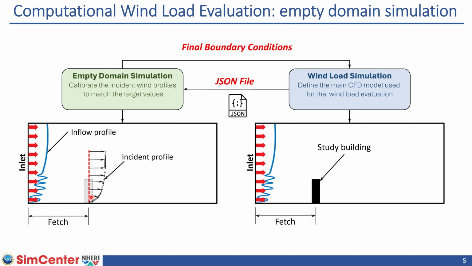Once this iterative process is completed, then we transfer the boundary condition and all the setup that we have for the empty domain simulation into the main simulation and run the final wind load analysis. And in this tutorial, I will try to demonstrate this process, the one on the left side of the slide, using a numerical example that is based on experimental measurement.